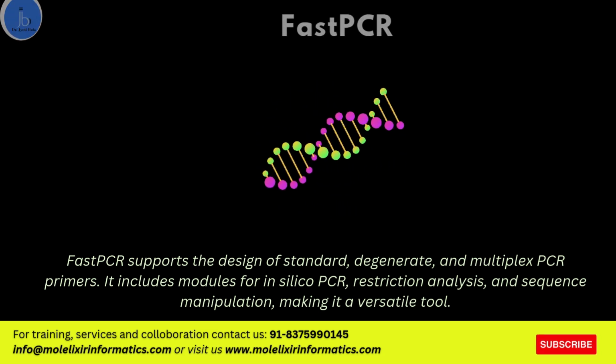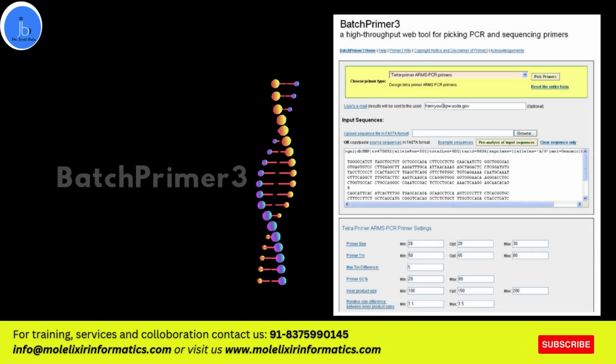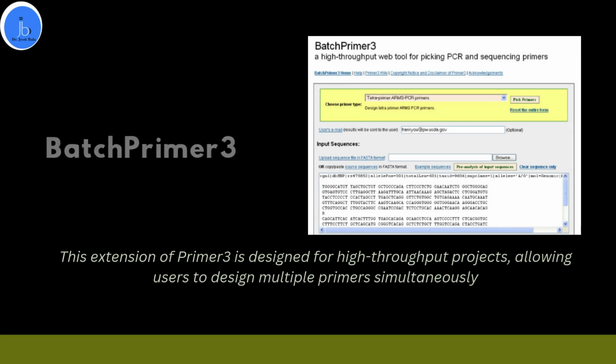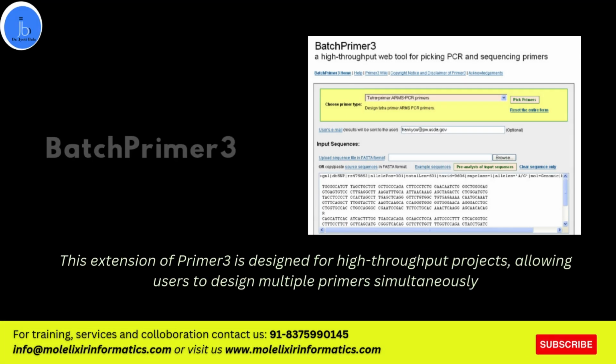Adding on to the list, the next one is Batch Primer3. This is a high-throughput primer designing tool. This is an extension of Primer3, which is designed for high-throughput projects, allowing users to design multiple primers simultaneously. It is especially useful for large-scale genomic projects and microarray studies.